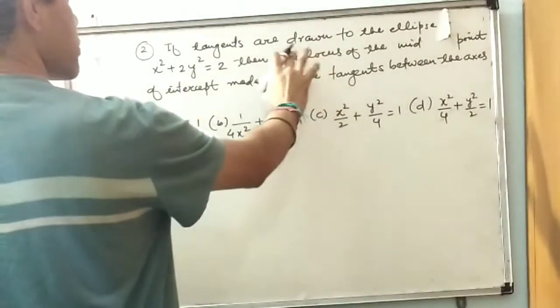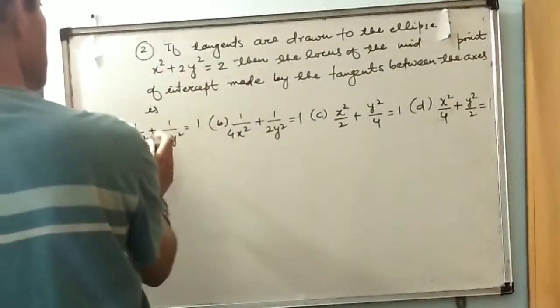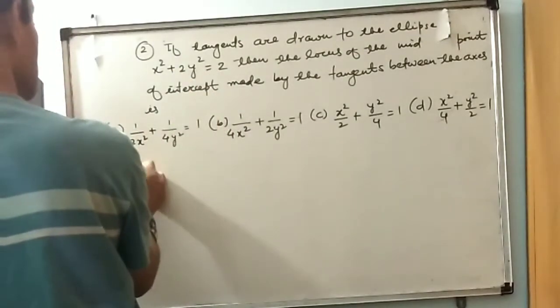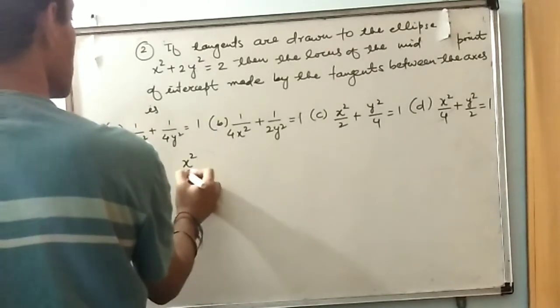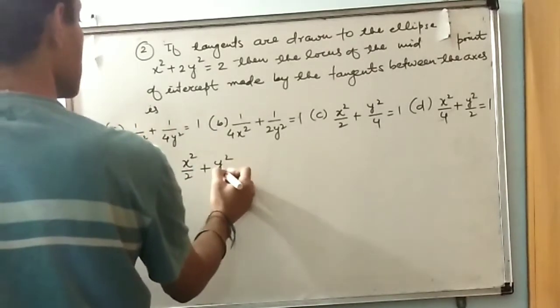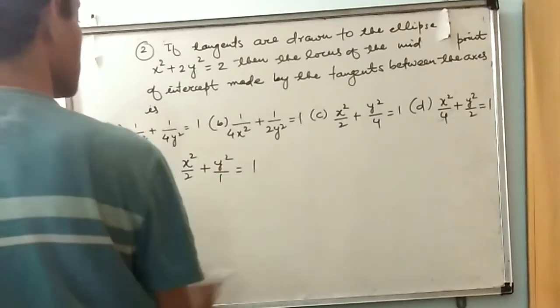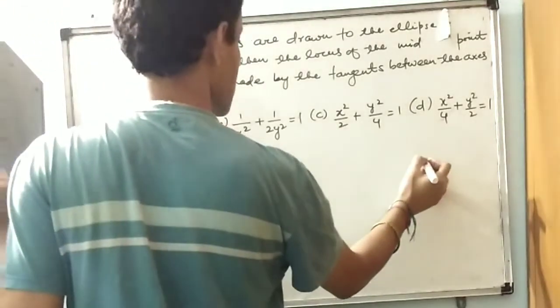This question is based on ellipse. The equation of the ellipse is x square plus 2y square is equal to 2. First we'll write this in standard form, which will make it x square by 2 plus y square upon 1 is equal to 1. Now say this is the ellipse.